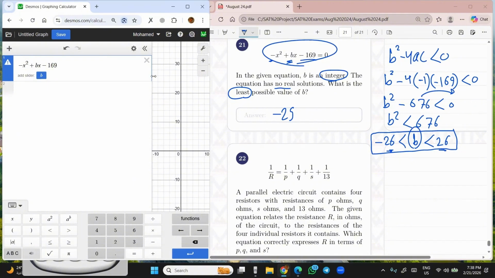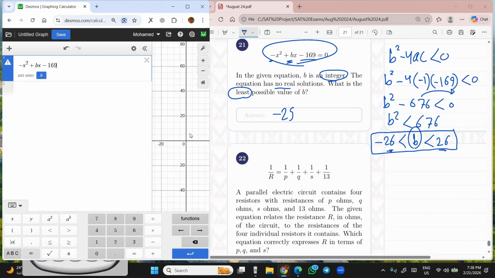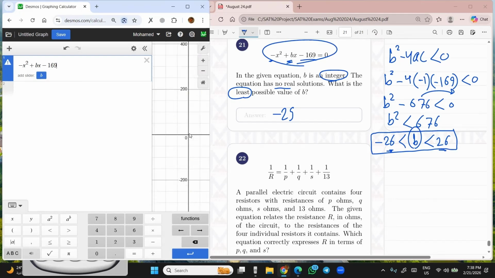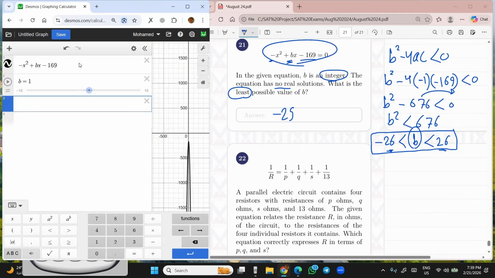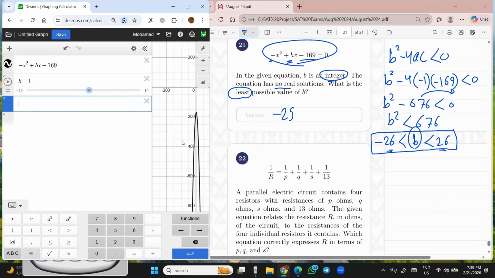No need to write equals 0, and that's the equation of the graph. Let's zoom in to see the graph. Of course, the graph is away because of these numbers. Just click equal and click enter, and then you get this graph here.